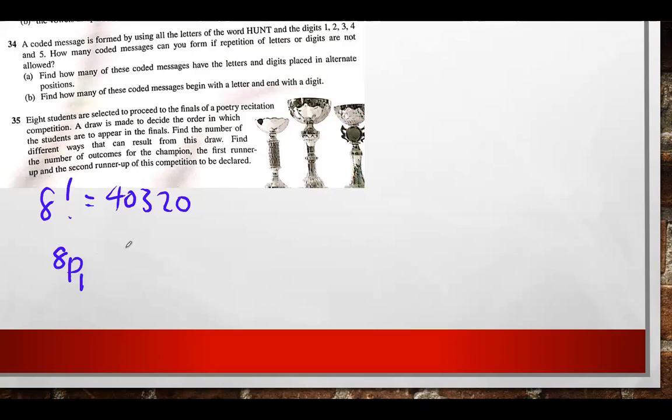How many ways to find the runner-up? There's only one way to find the runner-up. But there are how many people left? There are 7 people left. And likewise, when you have the second runner-up, this will be 6 people left because 2 people have already become champion and first runner-up. So it's choose one only. So this is the answer. 8P1 times 7P1 times 6P1 will give you 336 ways.